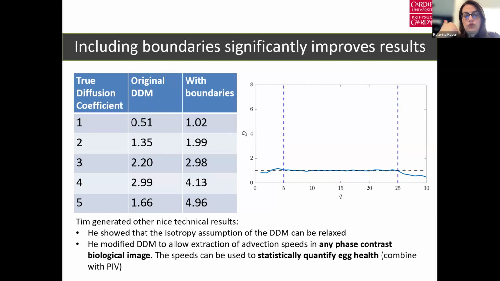And the work that team has done with combining with advection speeds and introducing the idea of combining NDM and PIV is the one that can allow you to statistically quantify egg health. We haven't yet published that because more work needs to be done, especially the combination with the PIV.